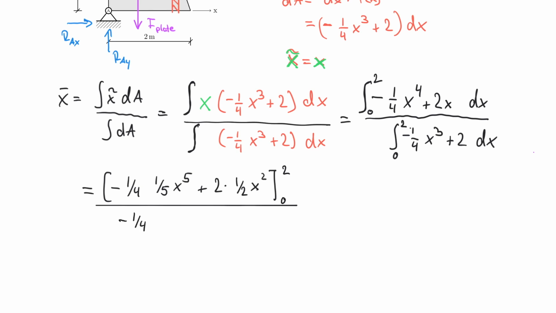-1/4. Don't forget the negative, that's important, although obviously you cannot have a negative area, but the function here is negative, so that needs to be included. x to the 4 plus 2x. And that also needs to be integrated from 0 to 2.